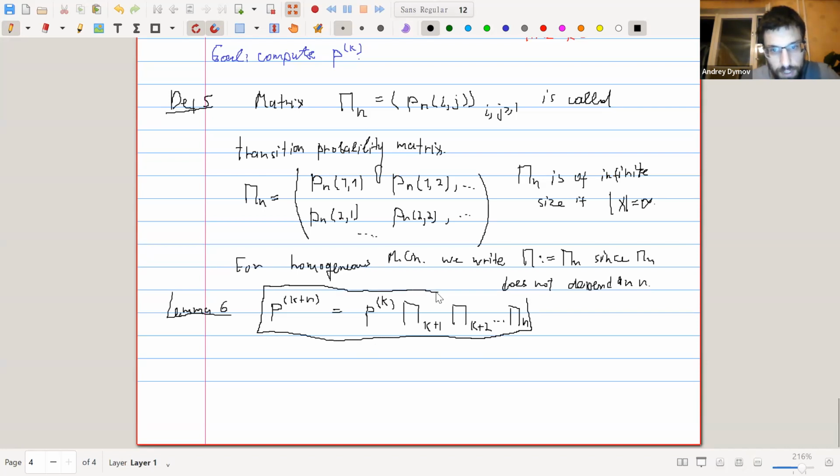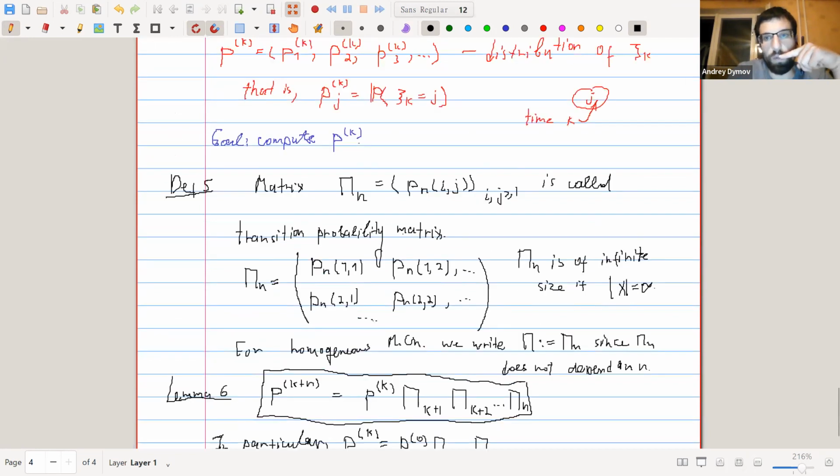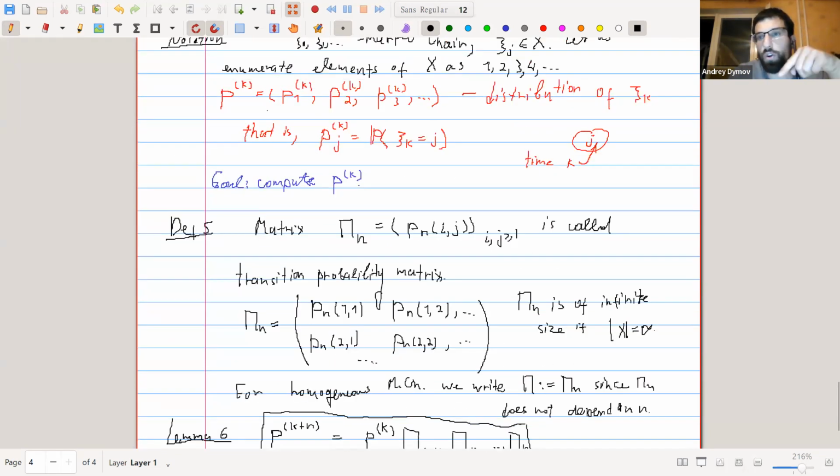In particular, p_k equals p_0, and then I should multiply it by all transition probability matrices up to the time k. You see? So look, here I will always consider distributions not as columns, but as strings, as row vectors, not column.